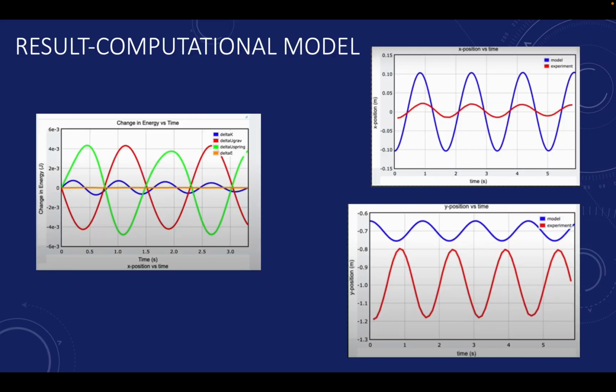Now let's discuss our results. In the first image on the left, we see our change in energy versus time graph, where we have the change of energy on the y-axis and the time on the x-axis. We see that the blue is represented by the kinetic energy, red is the gravitational potential energy, green is the spring energy, and orange is the total energy. And then on the right, we have our positional graphs of x position and y position, and we see that the graphs don't match up with the model, and this is due to human error.